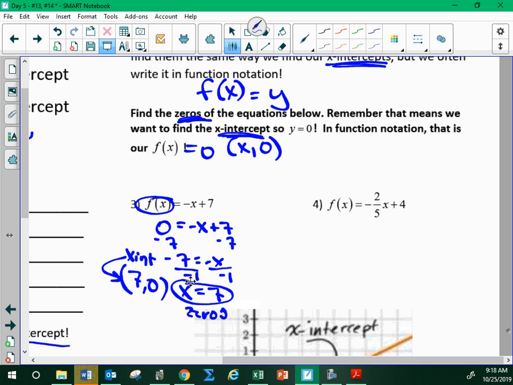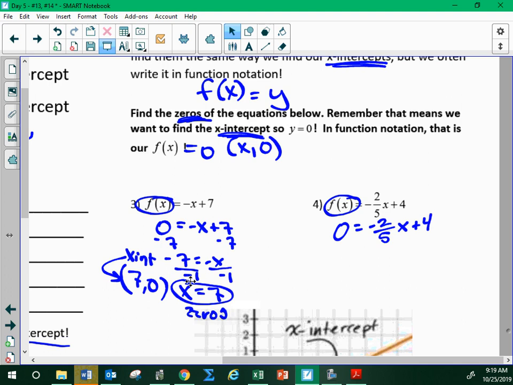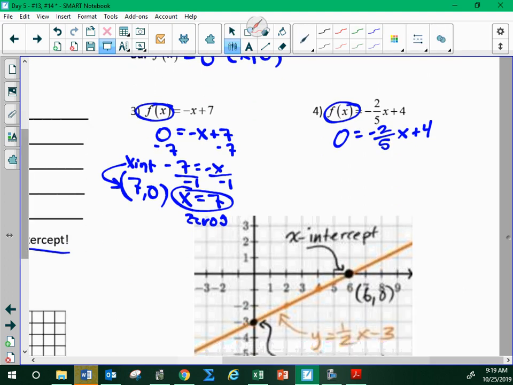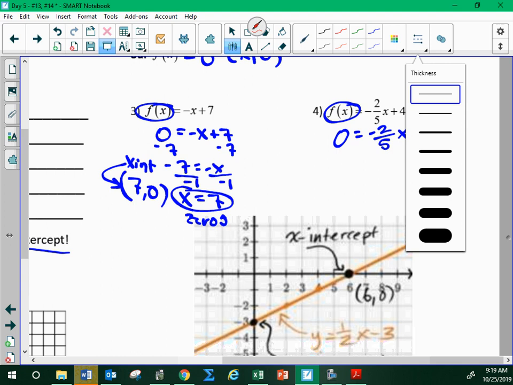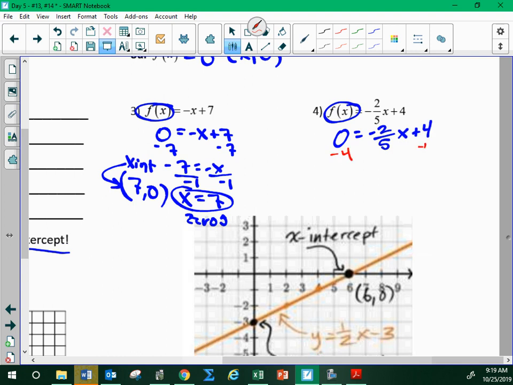Alright, so for number 4, again, we want our y value to be 0, but we don't have y, so we can put it in here. f of x is 0. That was negative 2/5 x plus 4. What do you guys want to do first for this one? Subtract the 4? Let's do it. Alright, so I have minus 4 on both sides. So I get negative 4 equals negative 2/5 x.